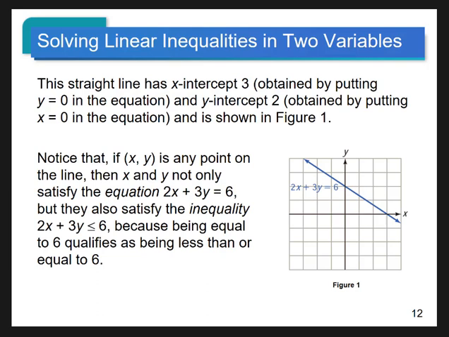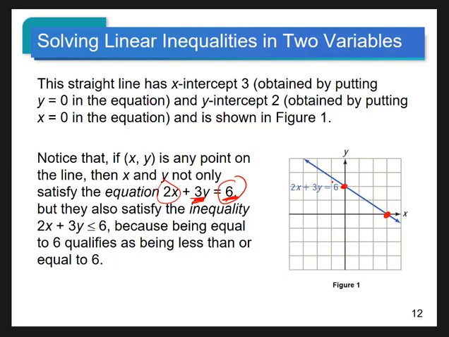To graph that, we could either solve it into y equals form, or we can just use the intercepts. 2x plus 3y equals 6. We take that constant 6 divided by the 2, the coefficient of x, we get 3. 3 is the x-intercept. Take that constant 6 divided by the coefficient of y, which is 3, we get 2. 2 is the y-intercept. And our line goes through those points.